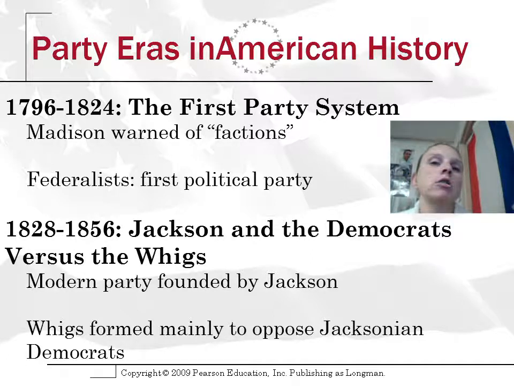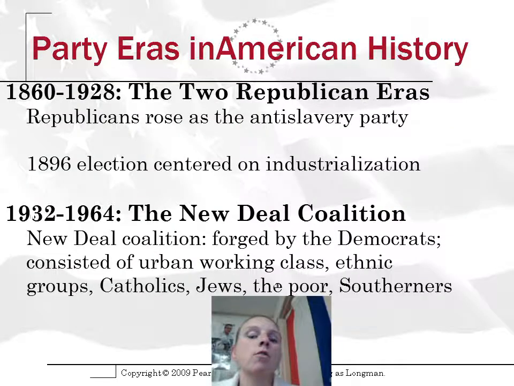The next one is 1826 to 1856, where it's Jacksonian democracy. We're seeing the modern party, the Democrats, founded by Andrew Jackson, and we're also seeing another party emerge known as the Whigs. And what was the Whigs' number 1 platform? Just, we hate Jackson. We don't like him. Whatever he's for, we're against. And that's what they used. Eras 3 and 4 are coming up next.